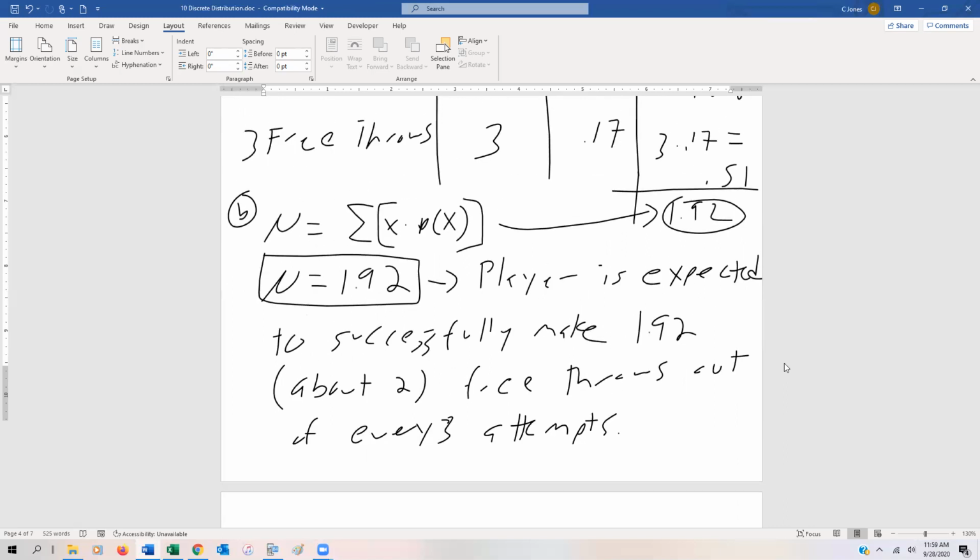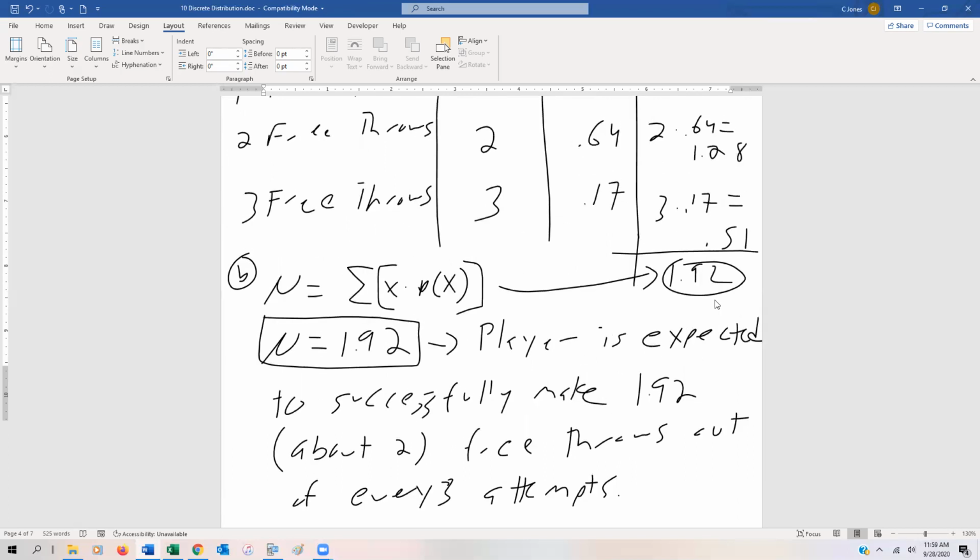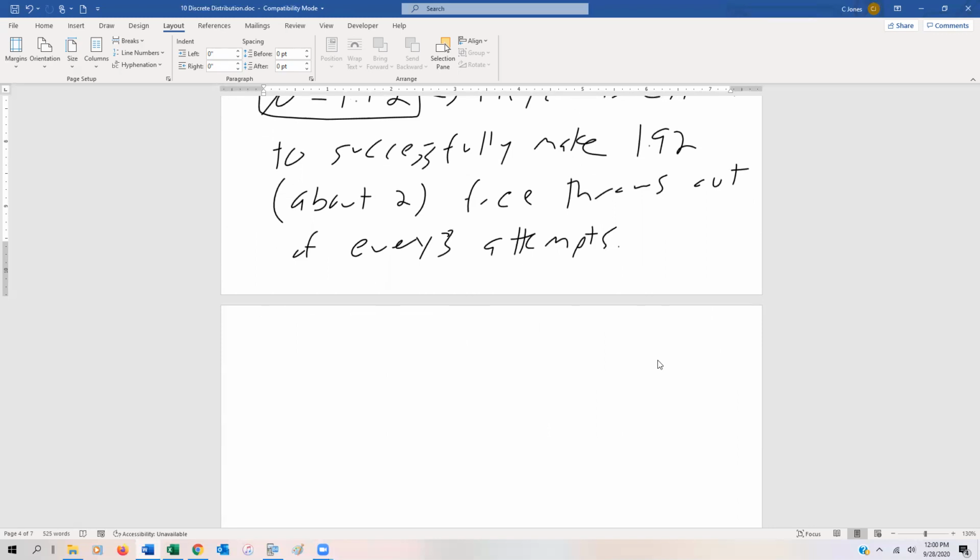So hopefully that makes sense, all right? If you ever get sort of this continuous value that doesn't make much sense in a discrete situation, then what you do is you just go through and round it, all right, make it pretty close. Now, next thing we're going to do is we are going to find the standard deviation. And remember, for our formula for sigma, that's going to be the square root of the sum of x squared times p of x minus mu squared.